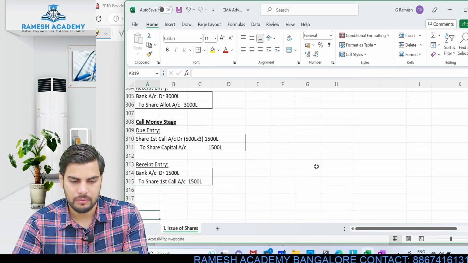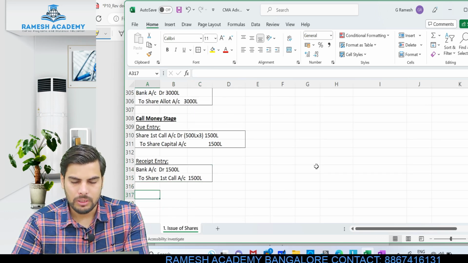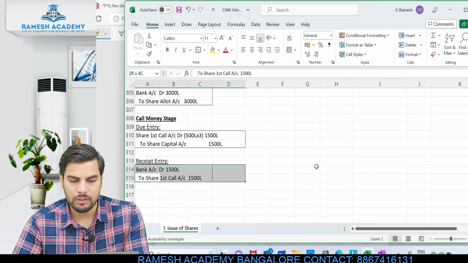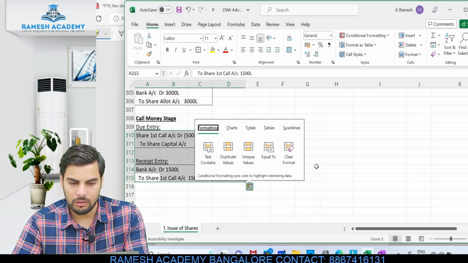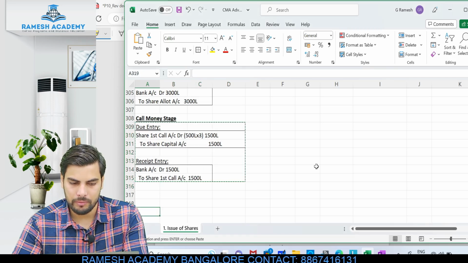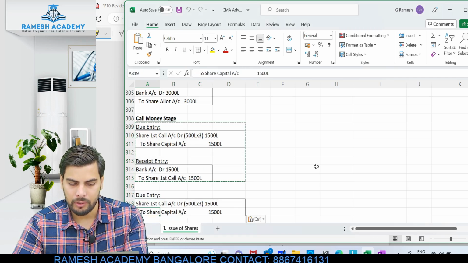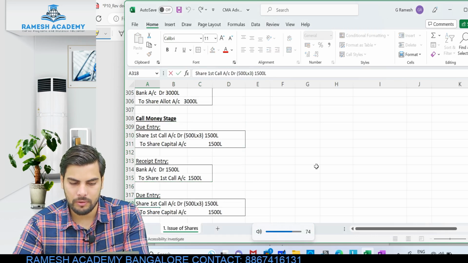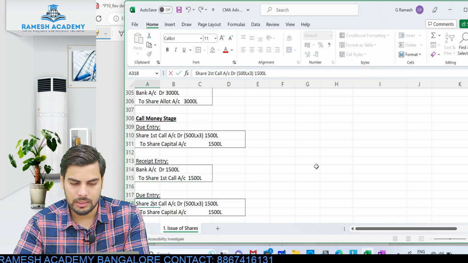Clear? Okay, now same way. The entry for share second and final call. We'll just be passing a similar entry. So here again a new entry. Instead of calling it first call, here we'll be calling it share second and final call.